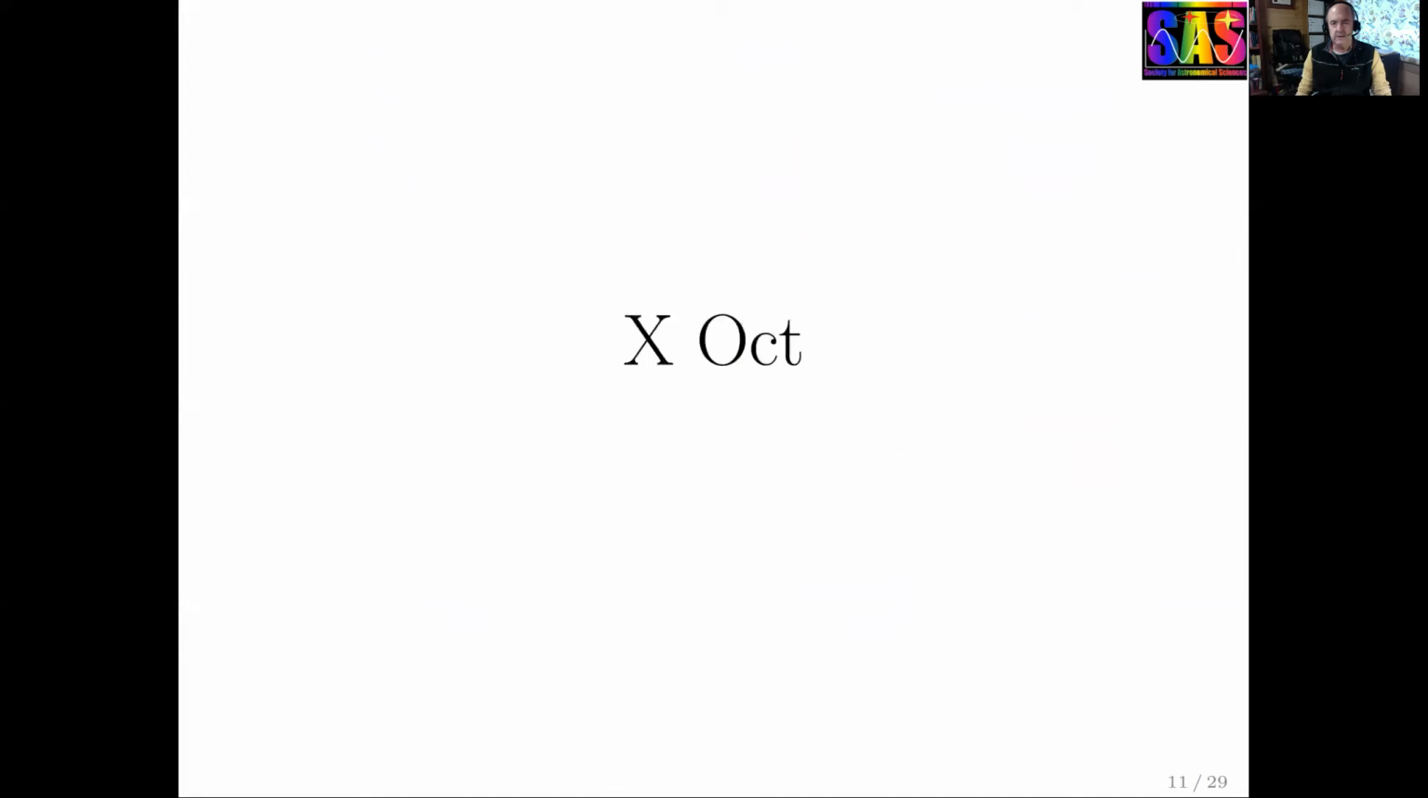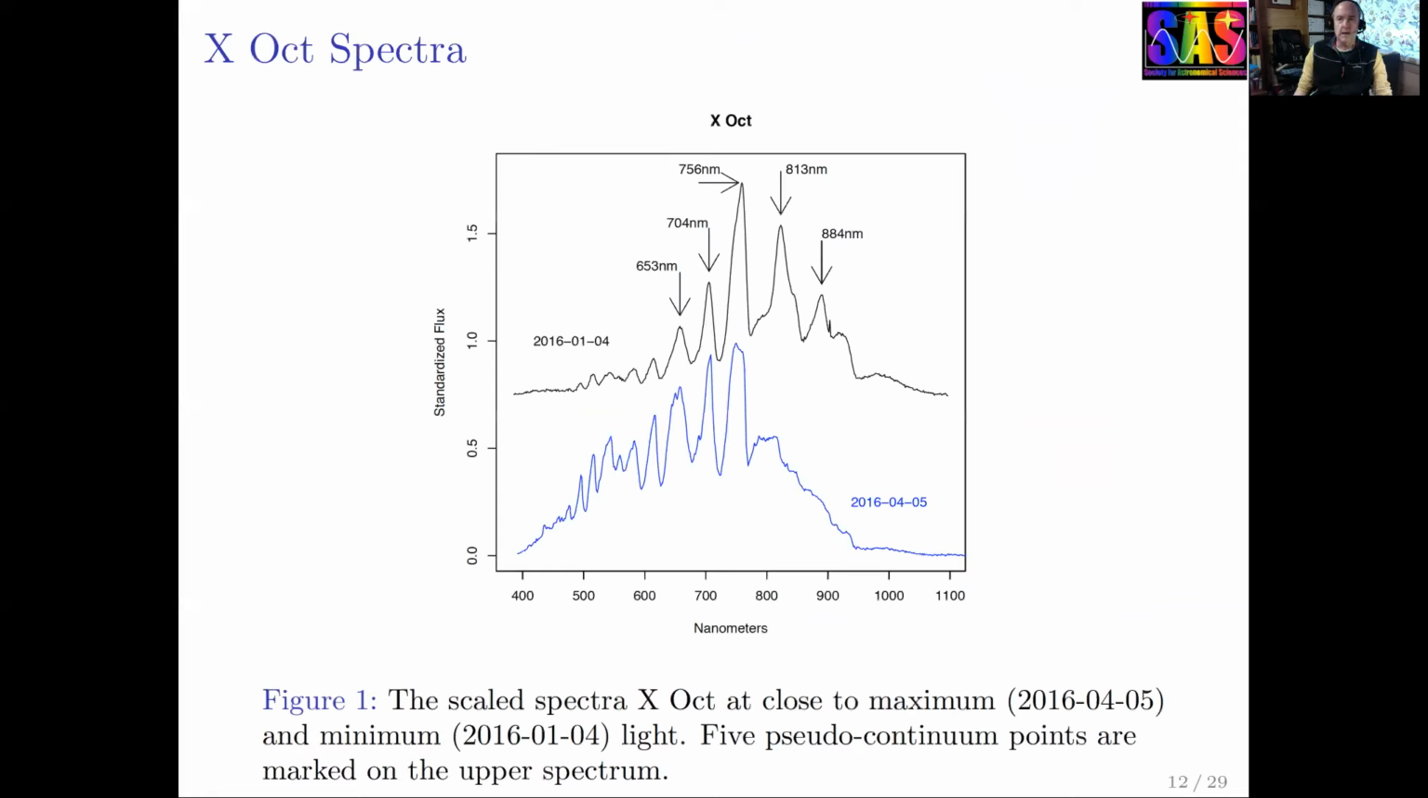So on to the results. X Octantis is our M3 to M6 Mira with a period of about 200 days. Here are a couple of spectra from it. This blue one is from near maximum light, and the black one is towards minimum light. Just looking at these, you can see substantial changes in the spectra from maximum to minimum.